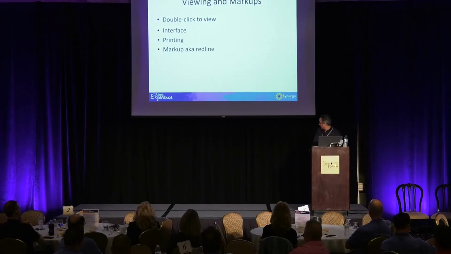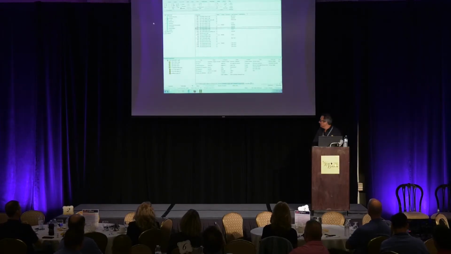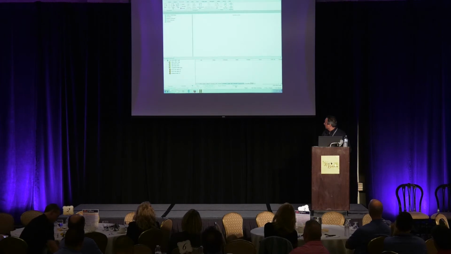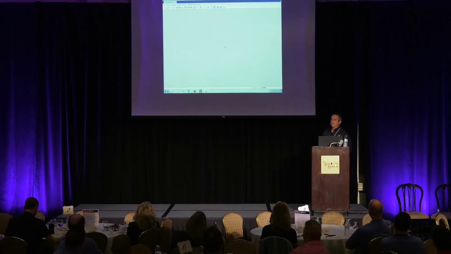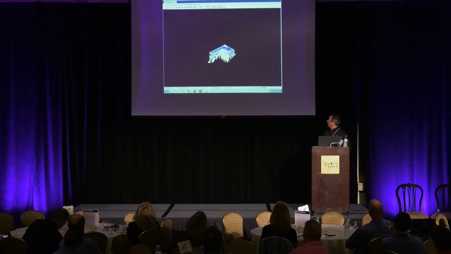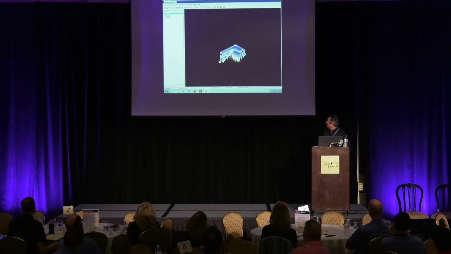So double click to view the interface of the viewer, printing and markup. I'm actually not going to go too deep into markup and printing. So in here, first off, let me go to my work area. When I view this file, you may notice that it comes up, but the viewer itself is not zooming to extents. It's just showing me what I selected in a small location.